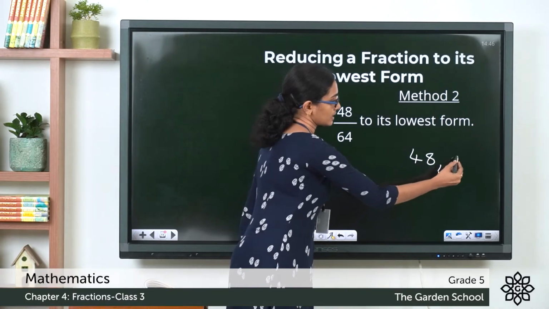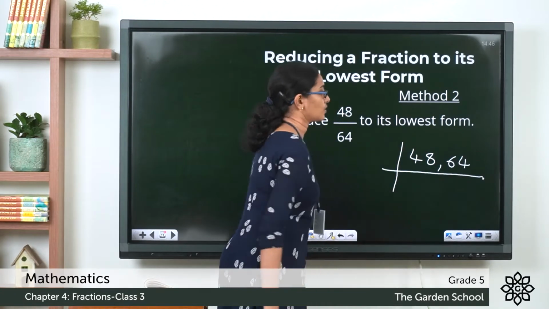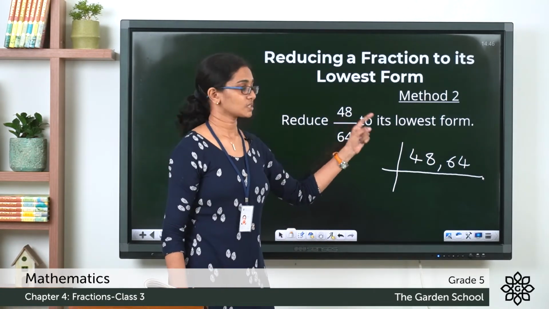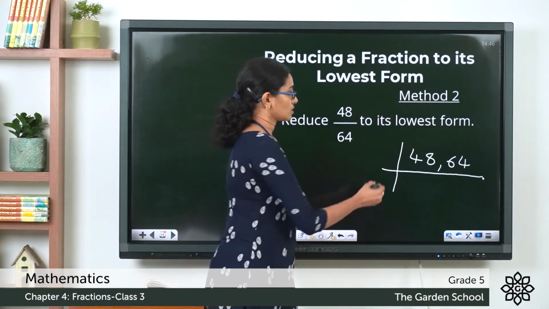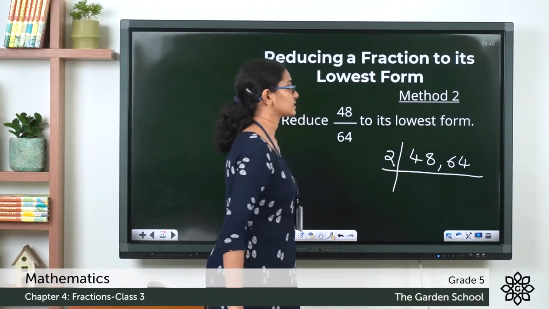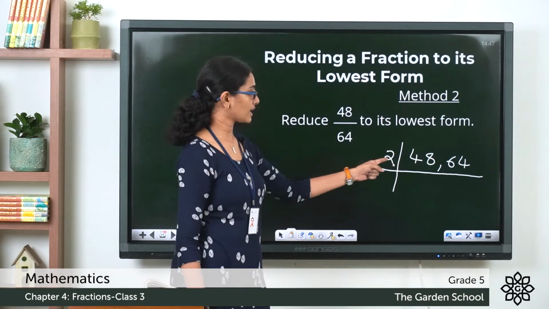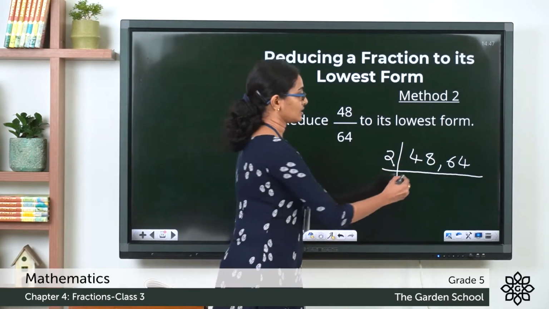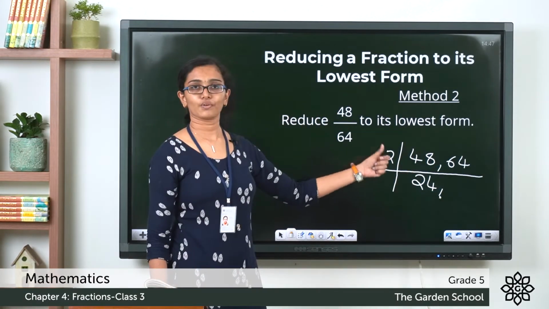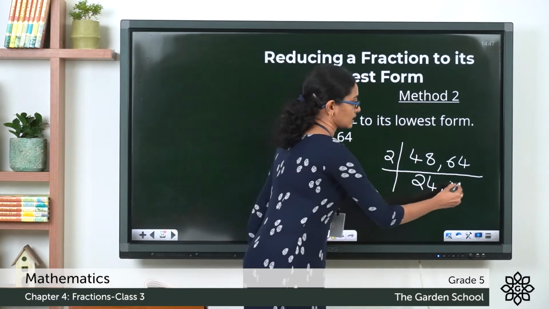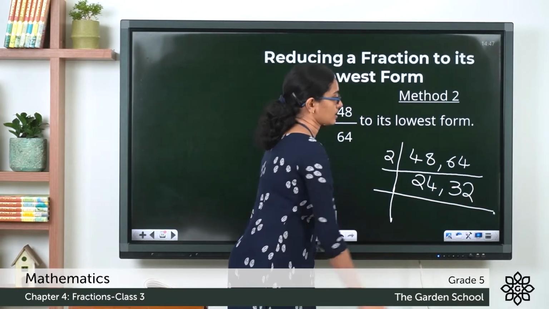First we write the given numbers in a grid. Now, which is the smallest common prime factor for these numbers? Is it divisible by 2? Yes. Both these numbers are divisible by 2. So what is 48 divided by 2? It is 24. What about 64? 64 divided by 2 is 32. Now, again.